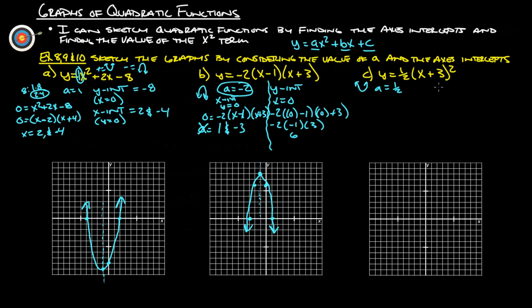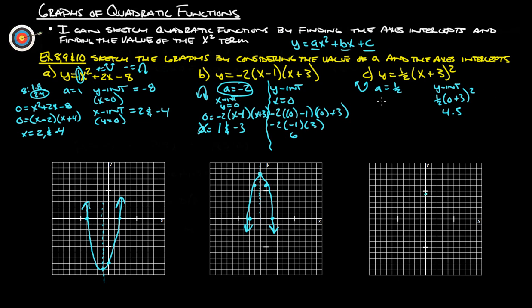Okay, so if we are looking for the y-intercept, again, we know that x equals 0, so it's going to be 1/2 of 0 plus 3, squared. So 3 squared is 9. Half of 9 is 4.5. So the y-intercept's up here at 4.5.